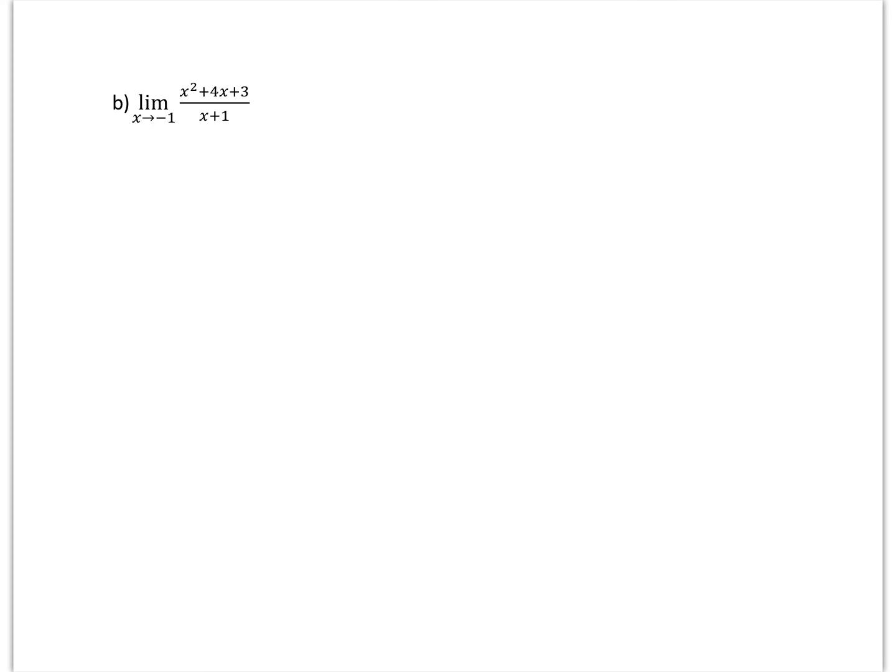Okay, next one, I'm going to try the same thing. Try to plug in the negative 1. Okay, so I have negative 1 squared plus 4 times negative 1 plus 3 over negative 1 plus 1. And oh dear, 0 in the denominator. Okay, so I can't do that.